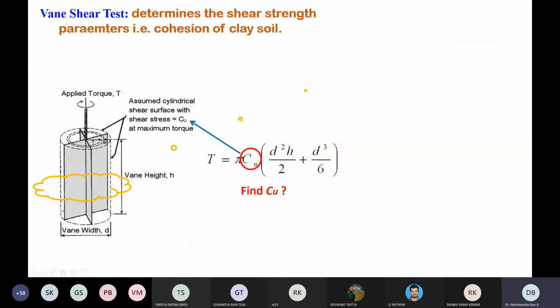Now today we will see how to determine the cohesion or the shear strength parameters, but by adopting a different technique called the vane shear technique. There is a device called a vane. Since we are determining the shear strength of the soil, the term shear is involved. We use a vane as shown in this diagram. This is a vane with 4 blades, and this vane is inserted into the soil sample and rotated by applying the torque T.